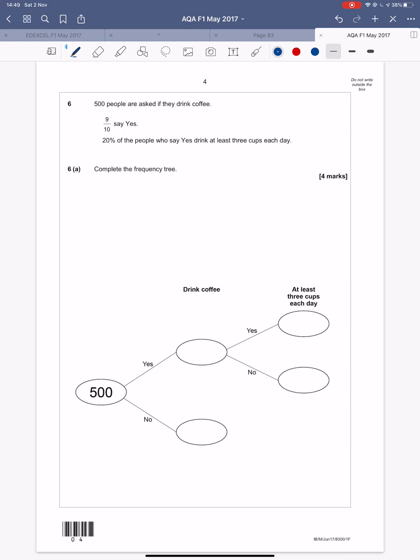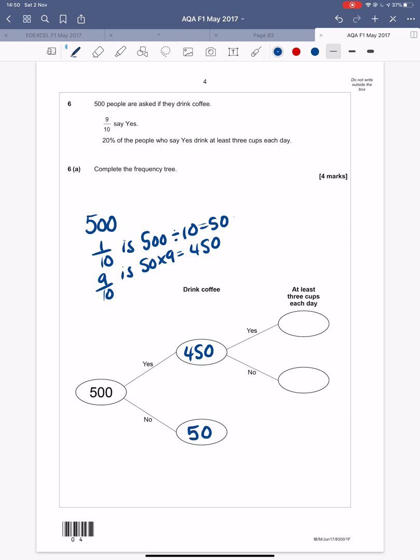Okay, so 9/10 say yes. So if we've got 500 people, 1/10 is 500 divided by 10, which is 50 people. So 9/10 is 50 times 9. 9 5s are 45 with that extra 0, 450. Okay, so that means of the 500, 450 say yes, so 50 say no.